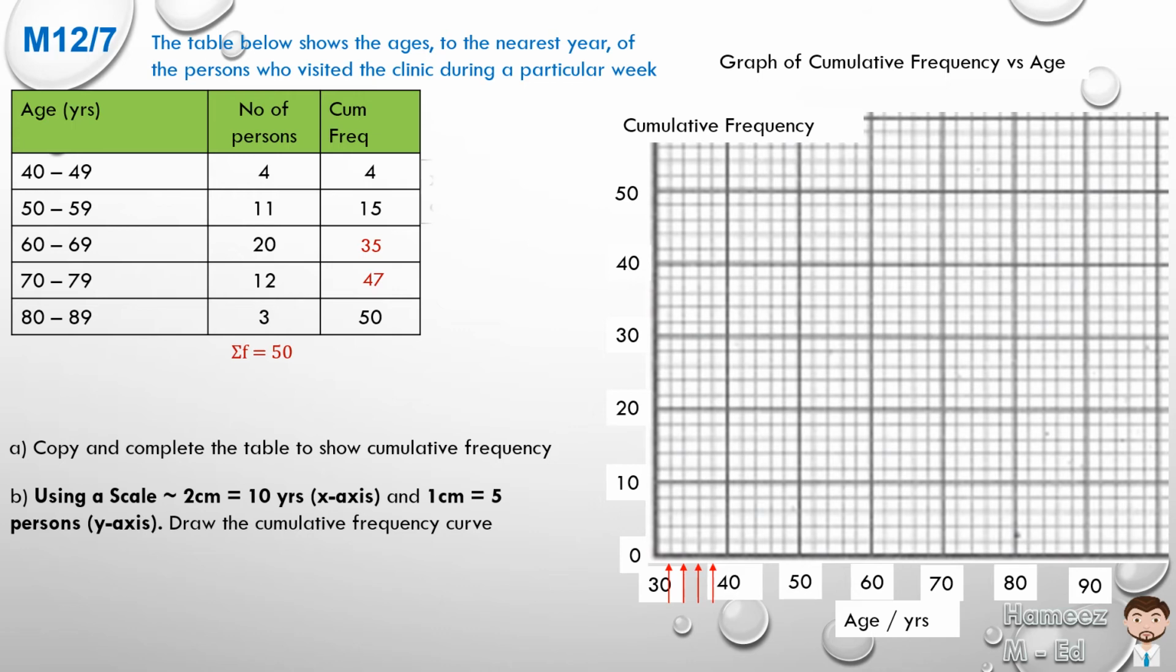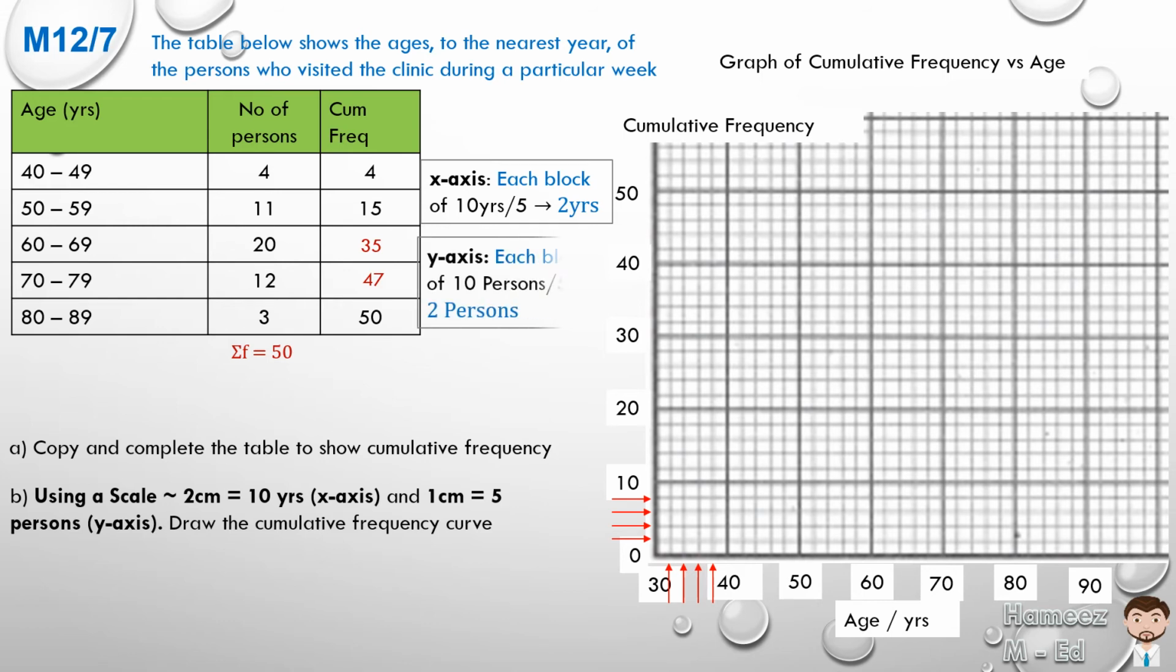So if we look at our x-axis, each block is of 10 years. And that's cut into 5 parts. So each one of the small blocks is 2 years. So 30, 32, 34, 36, 38, and of course 40. So it works. And if we do similarly with the y-axis, using those horizontal red arrows, we recognize that each block of 10 persons is cut into 5 parts, so each one has 2 persons on it. Right. Now that we recognize that, we can go and plot our graphs.